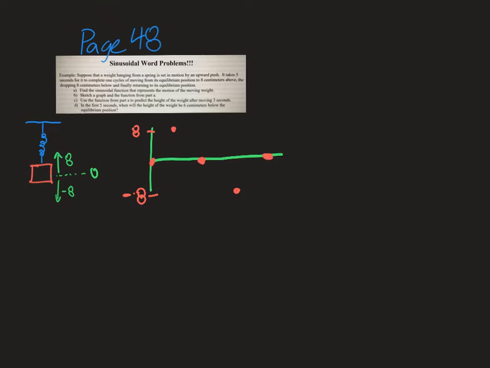Now, how long did it take me to do all of that? This point originally is 0, 0, my origin, and my ending point, it takes 5 seconds to complete the cycle, so this will be 5, 0. And you can kind of see already this is making a sine wave, okay?